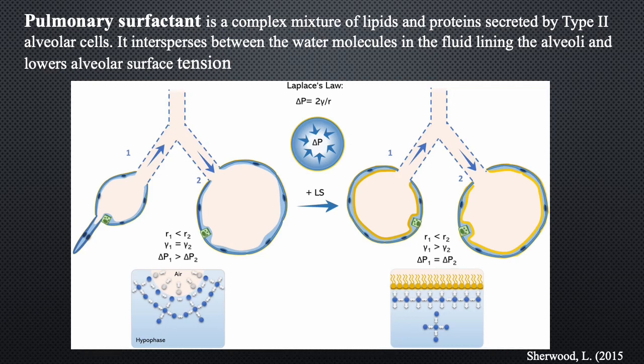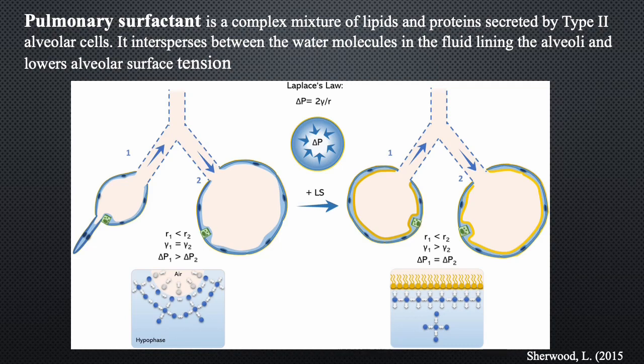As we see in the pictures here, it represents the equation P = 2T/R. P represents the inward-directed collapsing pressure, T represents surface tension, and R represents the radius of the bubble. We can substitute T with γ, as we see in the pictures over here.